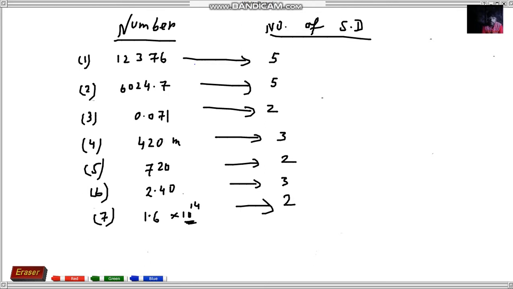Clear? So this is all about significant digits.